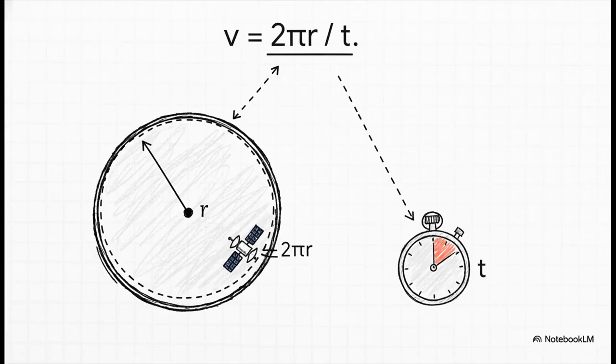If we need to calculate the speed of an object moving in a circle, we can use a simple formula. The speed v is equal to 2 pi r divided by t. Here, 2 pi r is just the circumference of the circle, which is the total distance covered in one round. And t is the time taken to complete that one round. So you see, it is simply distance upon time.